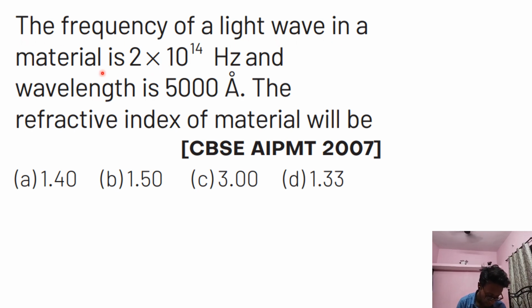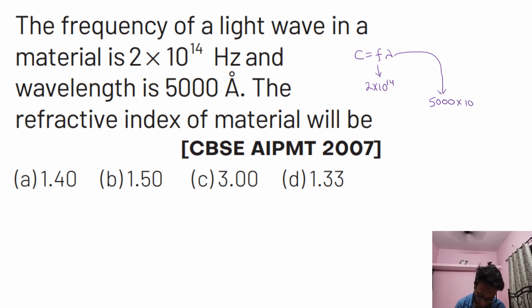The frequency of a light wave in a material is given by 2 into 10 to the power 14 Hz, and the wavelength is given by 5000 Angstrom. The refractive index of the material would be? Before solving this question, you must know a formula. The velocity of a wave is equal to frequency into wavelength. Out here, the frequency is given by 2 into 10 to the power 14 Hertz, and Hertz is the SI unit of frequency. The wavelength is given by 5000 Angstrom, and this Angstrom has been converted to meters.